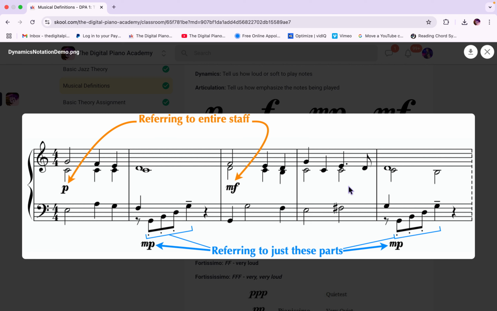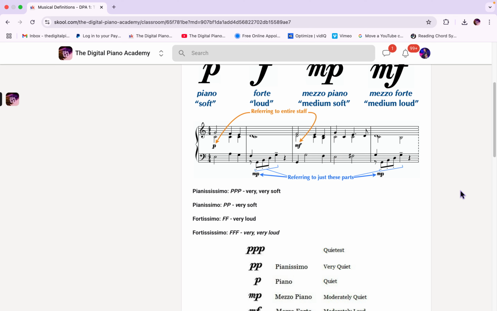you have piano at the beginning. And the piano dynamic actually continues on for the duration of the bars until another dynamic is introduced. And then here at the bottom, you have mezzo piano with staccato notes, which kind of refers to just these parts being played at mezzo piano. So there's also some nuances to how dynamics are played and when they are to be played.